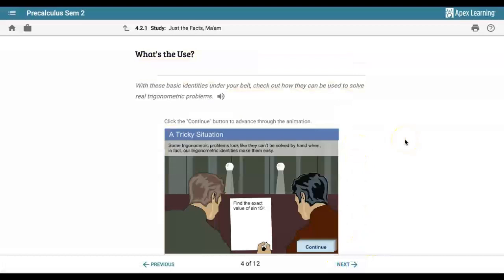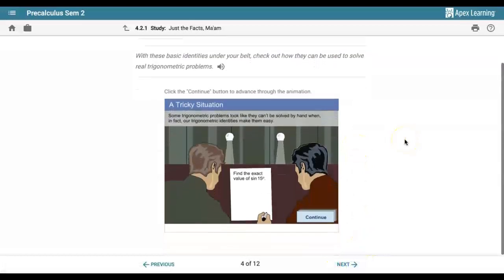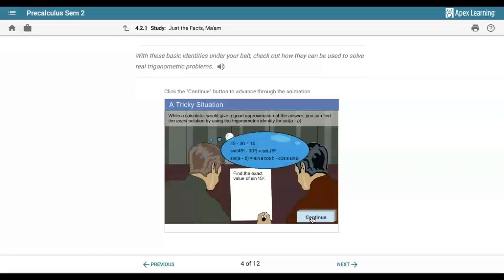So then the question becomes, what's the use of these identities? Why would we use them? Looking at this expression here, some of these can't be solved by hand. If we were trying to find the exact value of sine of 15 degrees, that's one we don't know offhand. A really simple thing we can do is, we know what 45 is and we know what 30 is, so we can subtract both of those.